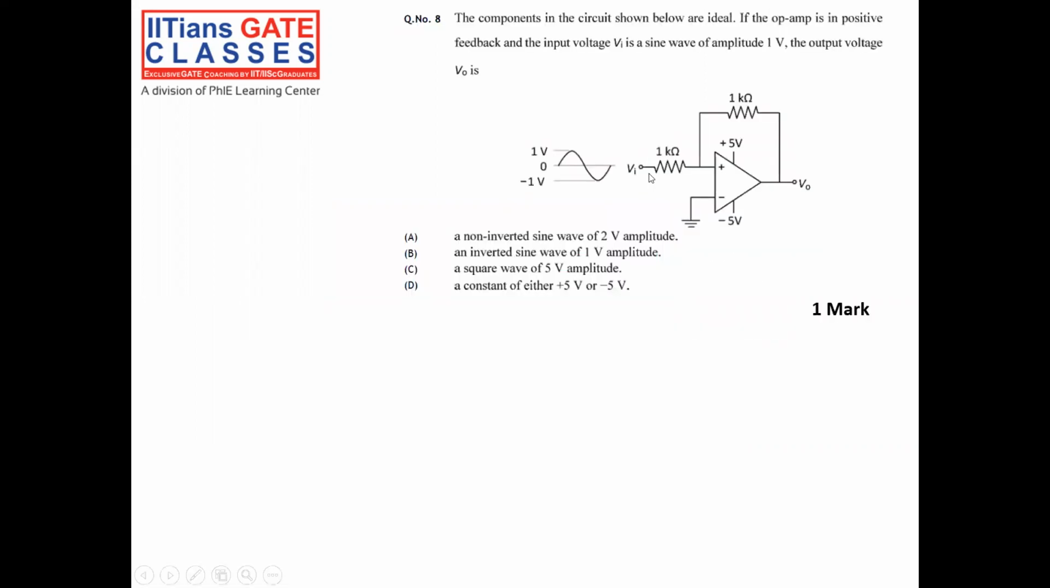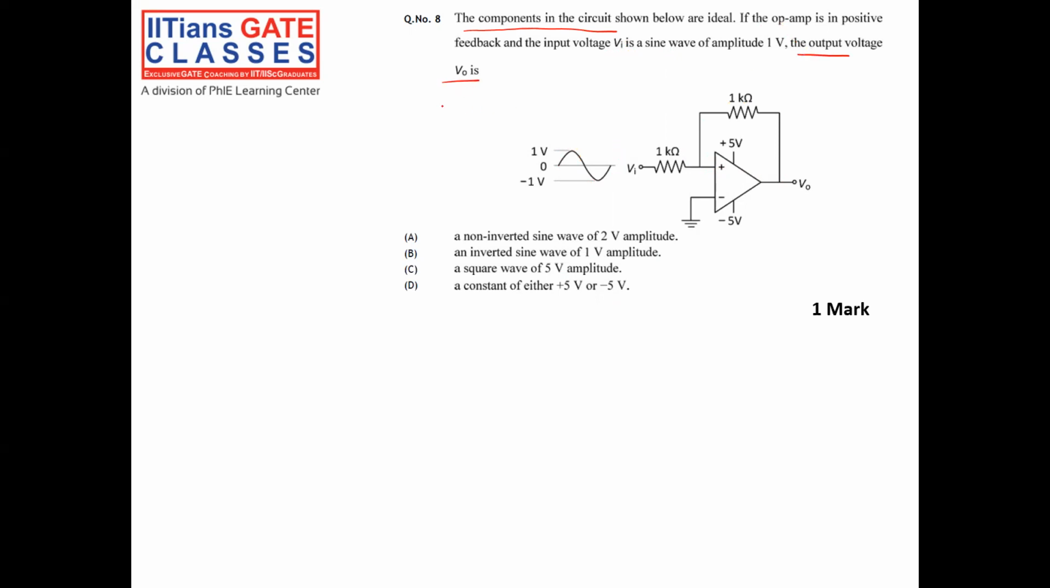So the first question is, the components in the circuit shown below are ideal. That means the op-amp is ideal. The op-amp is having positive feedback, that you could see from output to positive there is a feedback. And the input is a sine wave of amplitude 1 volt. Then we have to know the behavior of the output voltage.